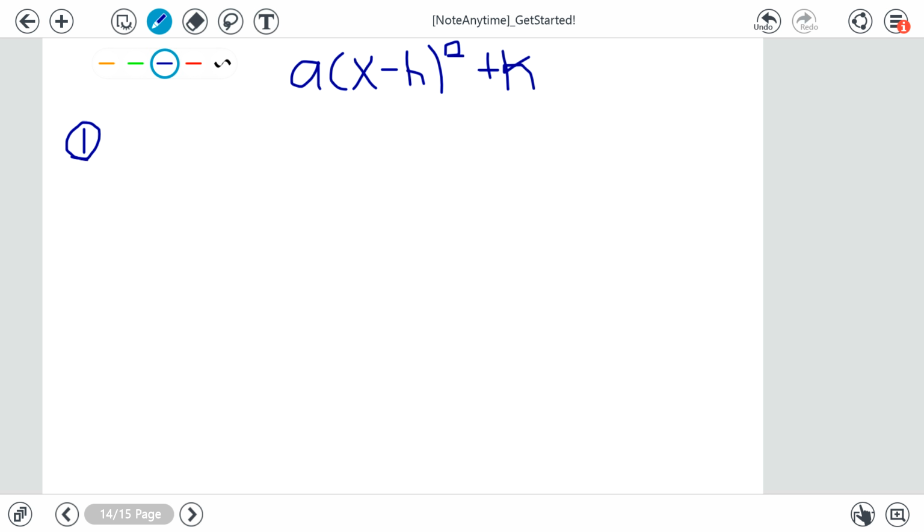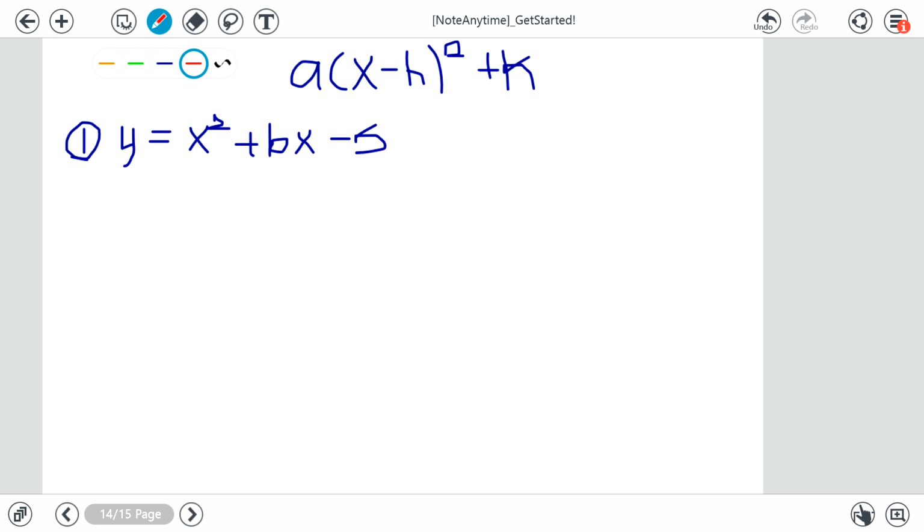So first one, let's look at this. y is equal to x squared plus 6x minus 5. Now we're going to perform this by completing the square. So here's what I'm going to do.